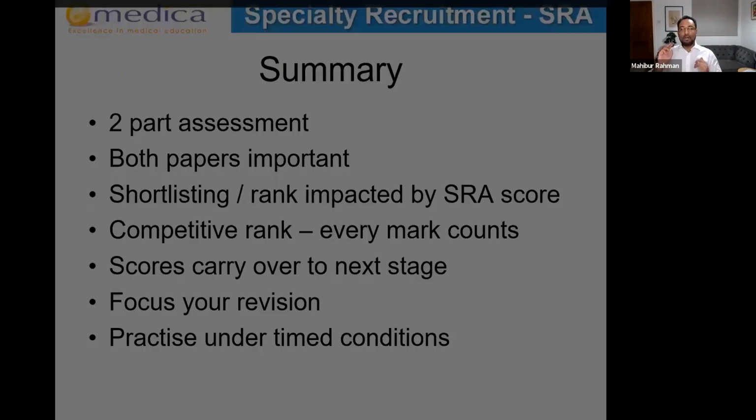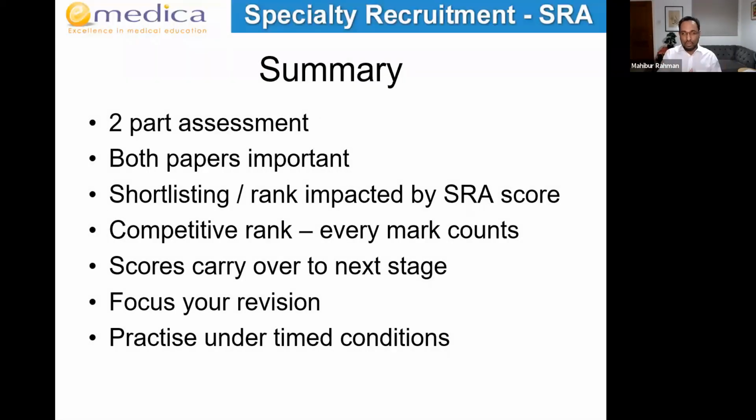So remember, it's a two-part assessment. Both papers are important because they both contribute to your total ranking. Now remember, whether you get shortlisted may be impacted in some specialties. And also, in all specialties, your total rank will be impacted by the SRA in different proportions depending on which specialty. It's not a pass-fail exam. It's a competitively ranked system. So every mark matters, okay? And remember, the scores carry over and get added to your interview score to make your total rank.